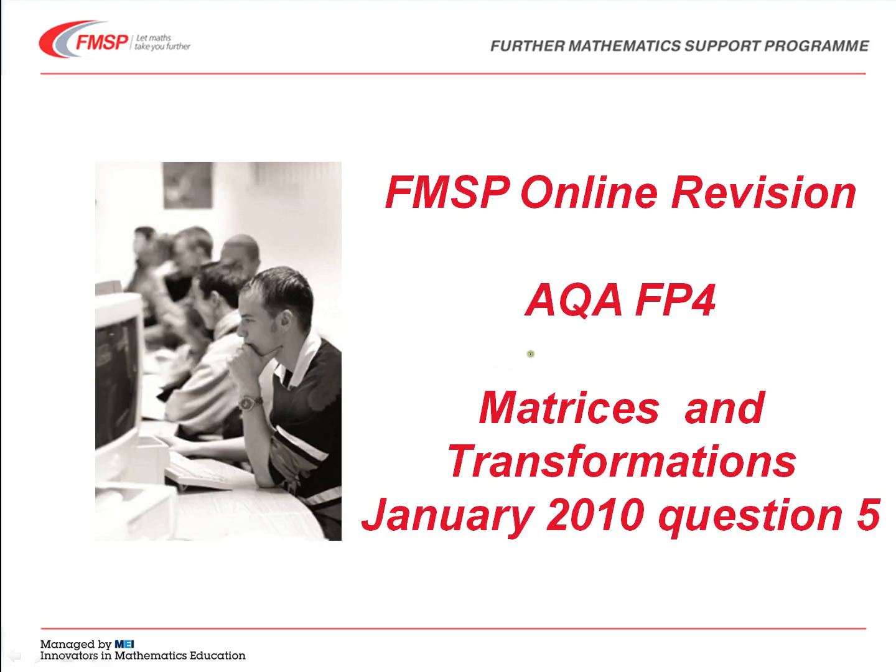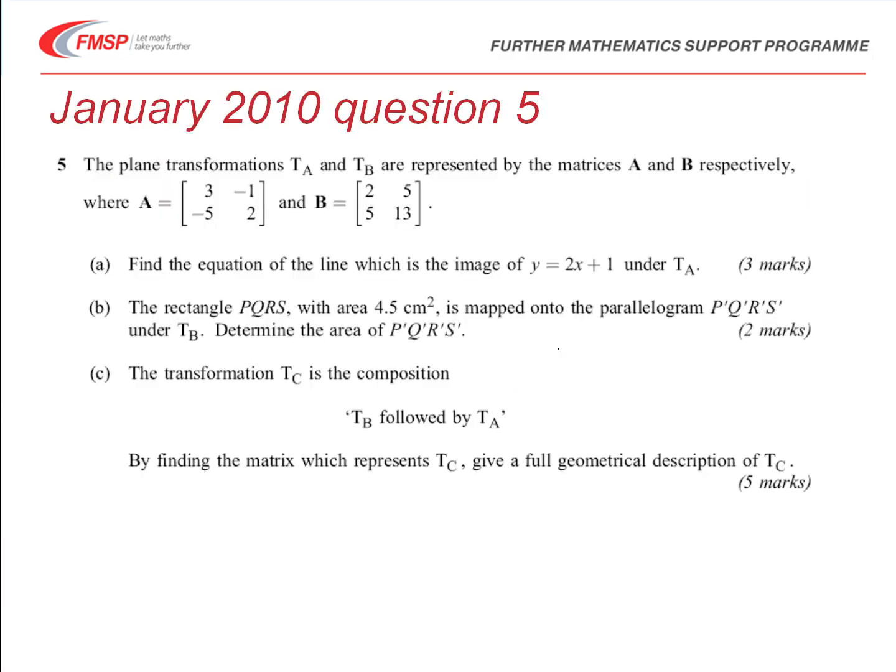Welcome to this online revision session for AQA FP4. This time we're covering January 2010 question 5 on matrices and transformations. We can see we're given two transformations represented by the matrices A and B. And there's three parts to the question, and we'll just go through each part in turn.